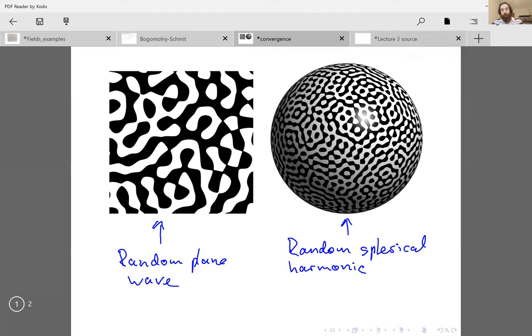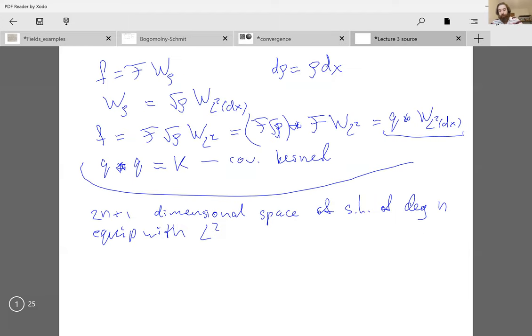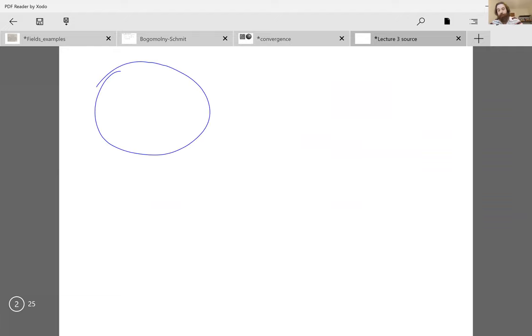And then what we want to do is pass to the limit as the degree goes to infinity. And then we have our field defined on a sphere. We can take any point x naught, and look at the exponential map. And then we can define a field in this tangent plane, F_n of u, which is our spherical harmonic of degree n, evaluated at the exponential map of x naught of u over n.